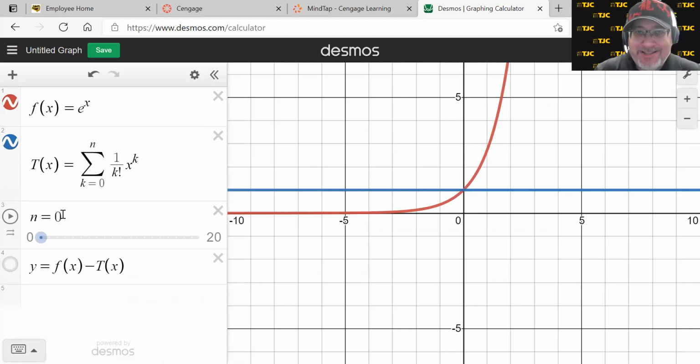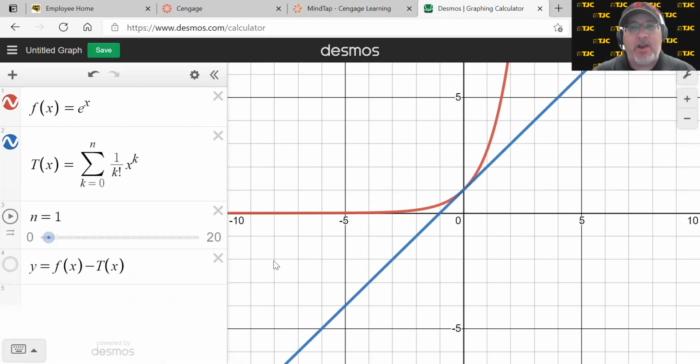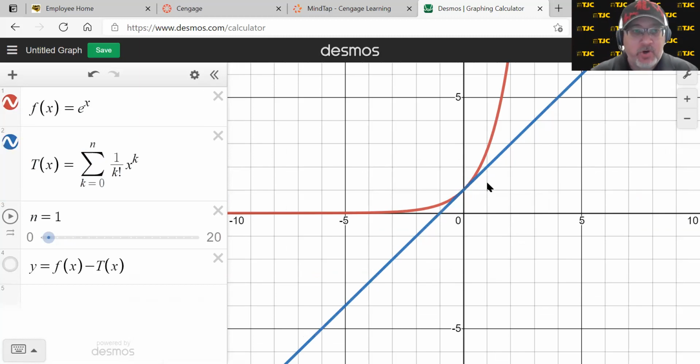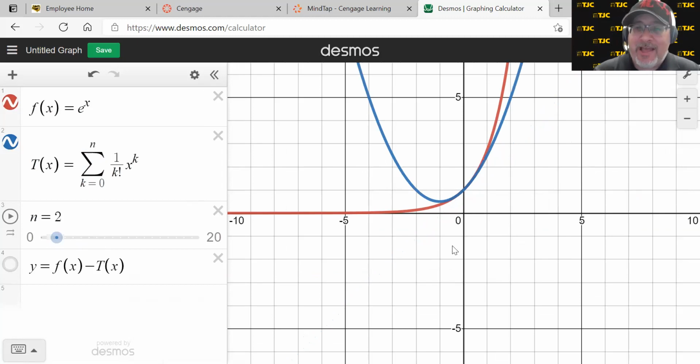So that means we're looking at the 0th Taylor polynomial. But remember, that was just t0 of x is equal to 1, so it's a constant function. If we raise it to the first Taylor polynomial, which was 1 plus x, you'll notice that this line is the graph of 1 plus x. It has a slope of 1 and a y-intercept of 1. So it's correct there. If we went to the second Taylor polynomial, we get that parabola.